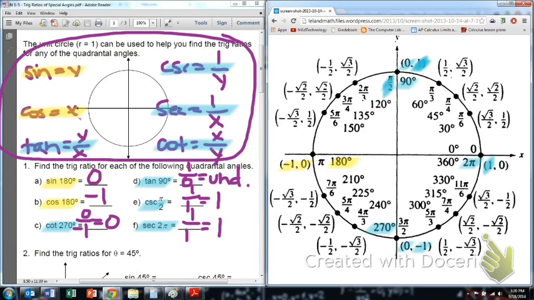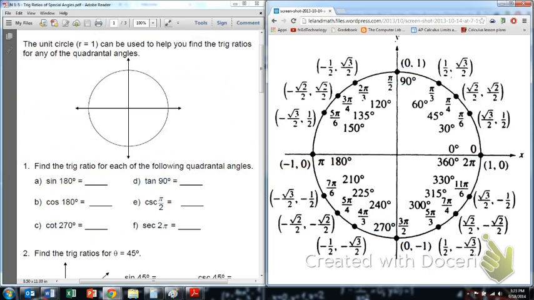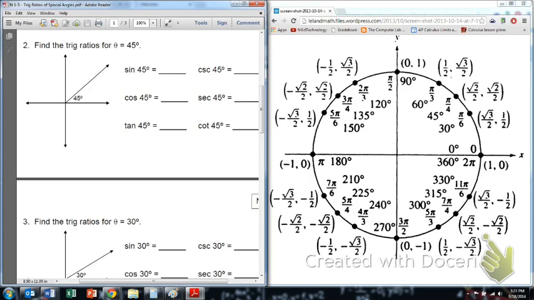So we're going to figure out the values now for the other special angles in the first quadrant on the unit circle, the 30, 45, and 60. We've talked about the quadrantal angles, but now we're going to look at the other angles. So let's look at 45. All right, we're going to find the trig ratios for 45.